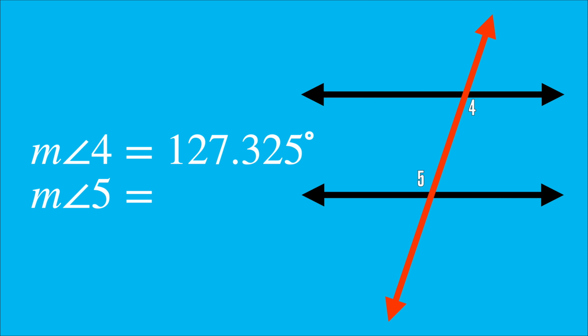And if you look at them, you can see they both look like they're obtuse, which means that they would have to be congruent. So in this case, 127.325 degrees. Okay, so let's try another one.